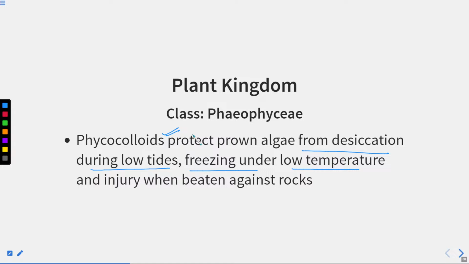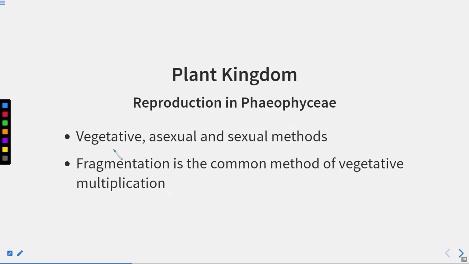These phycocolloids protect the brown algae from being desiccated when there is a low tide, when there is a lesser amount of water, and from injury when they are beaten against the rock. So these phycocolloids are very important for these brown algae.